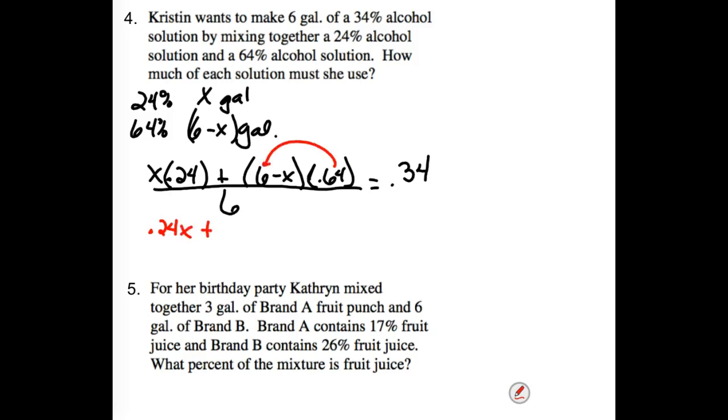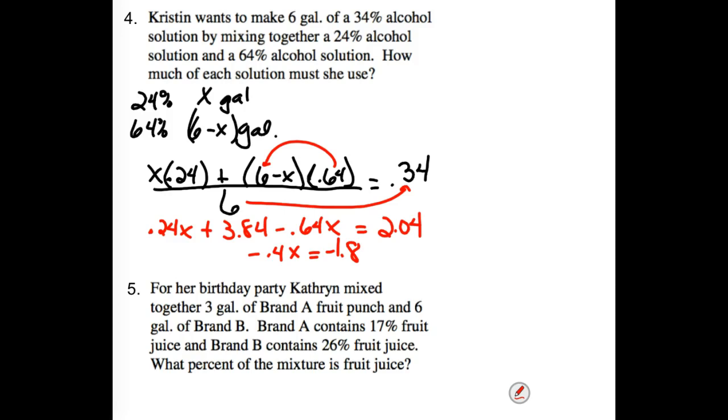What is 64% of 6? Grab your calculator. 64% of 6. Okay, thank you. Minus 64% of X equals, can we multiply the 6 to that side? Thank you. All right, combining like terms. If we put our X's together, we're at negative 4/10. What happens when we have 2.04 divided, or sorry, minus 3.84? Okay. Now divide by the negative 4/10, and we get what?